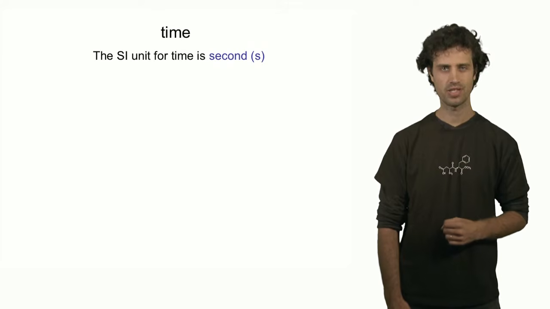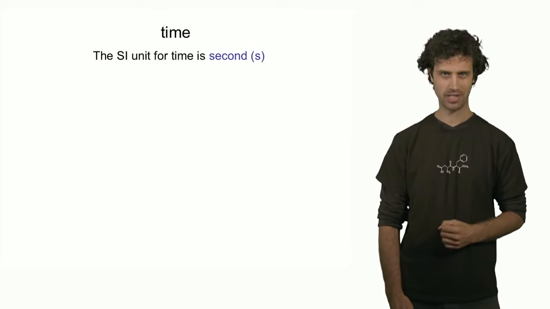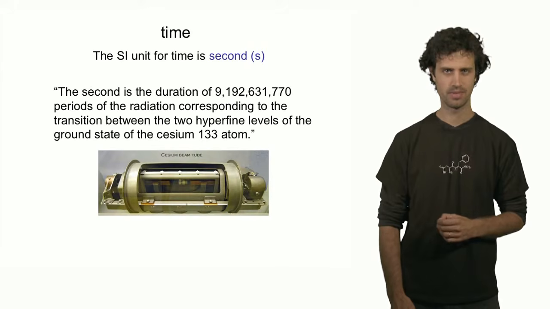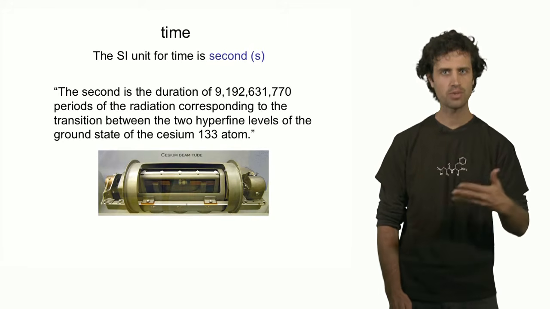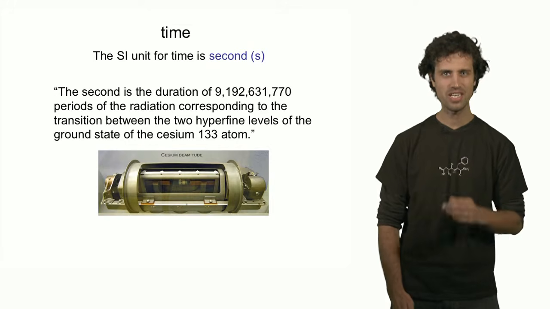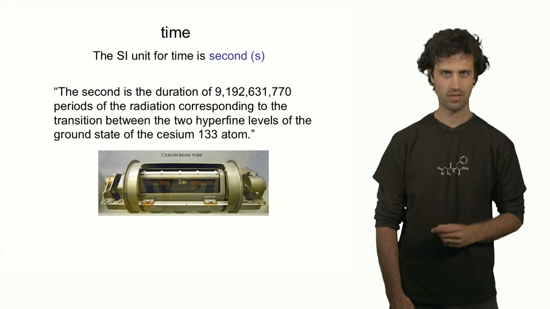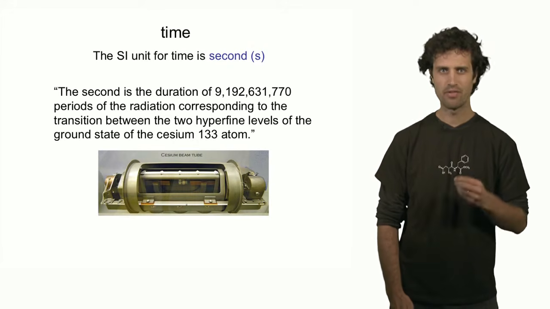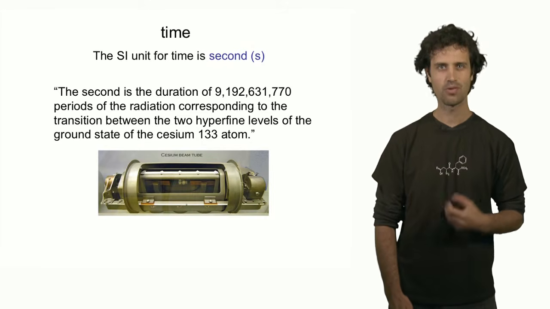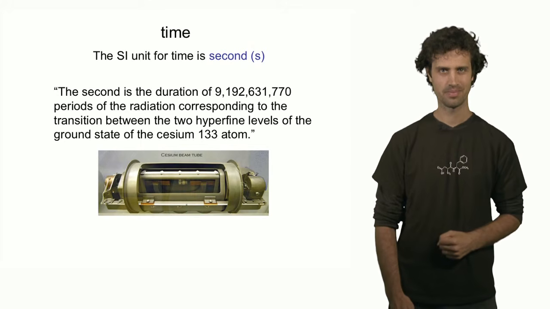The next quantity is time. In the SI system, the unit for time is the second. The second also has a very precise definition. It is related to the radiation that comes off cesium atoms. 9.19 billion oscillations of this radiation corresponds to the duration of a second. Now once again, a very precise definition, not very useful for daily use. Fortunately, I think we all know approximately how long a second lasts.